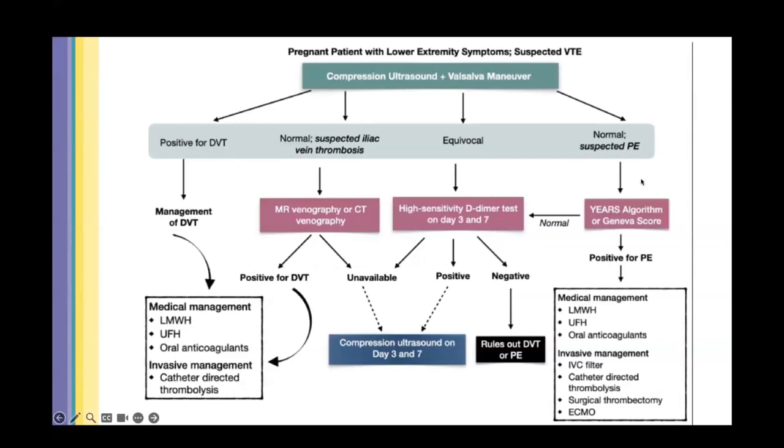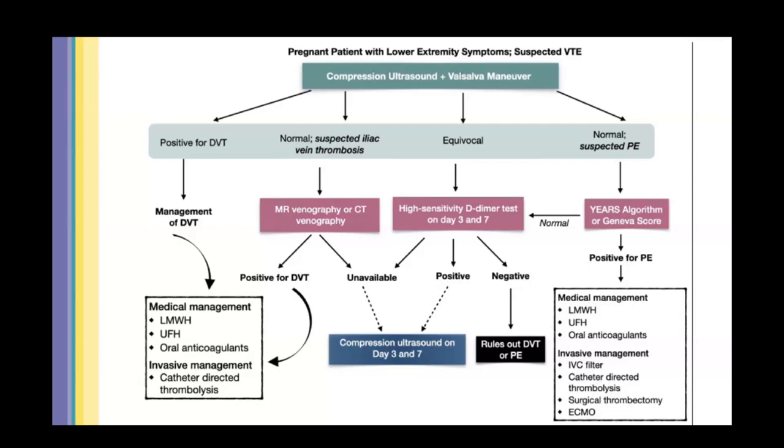This is just copied from one of the papers on what you do when a pregnant woman is presenting with DVT or lower extremity symptoms. So when this patient is seen, there are different possibilities. You either do a lower limb ultrasound, or you do a compression ultrasound to look at the deep vessels in the pelvis. Then if it's definitely positive for DVT, you treat the DVT as appropriate, medically or otherwise.